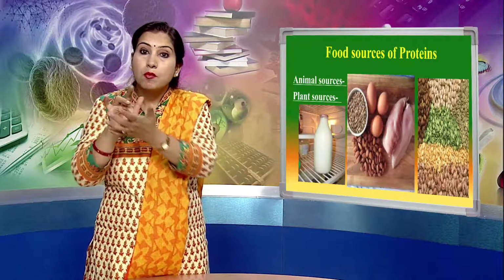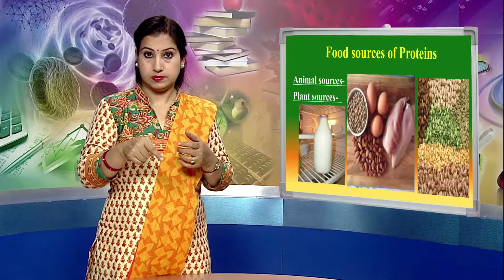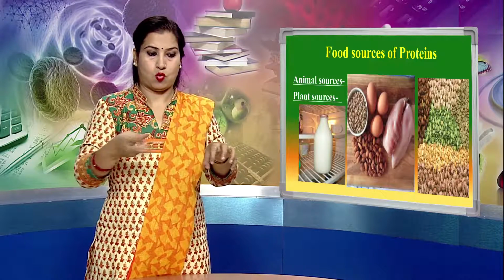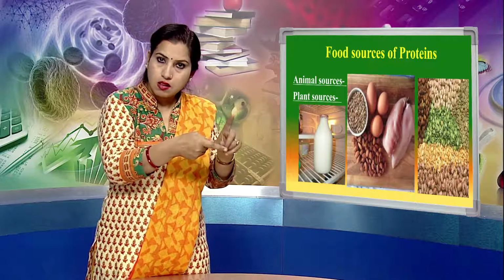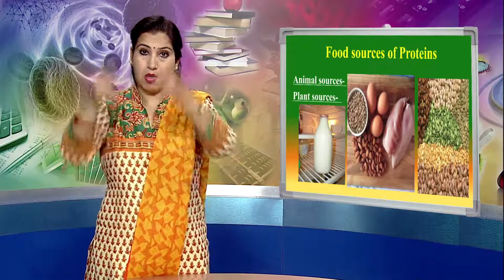It provides energy, like 1 gram of protein provides energy equal to 4 kilocalorie. Protein also helps in wound healing. The food sources of protein are divided into two sources. One is animal sources and the second is plant sources.